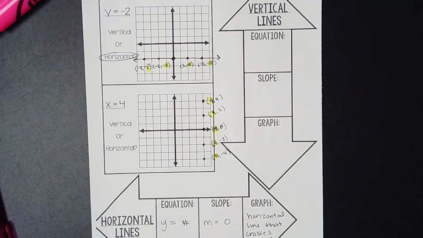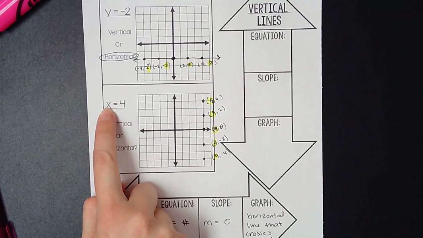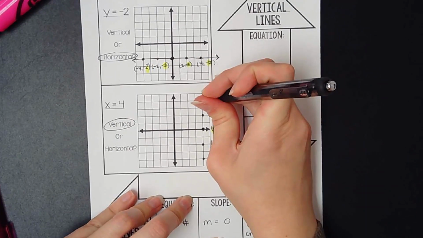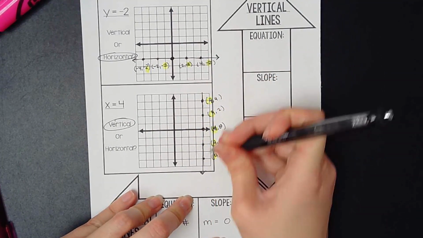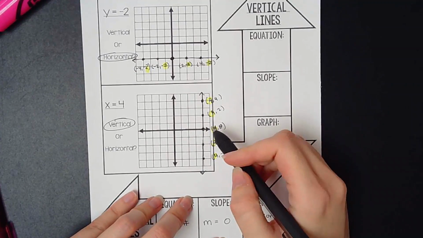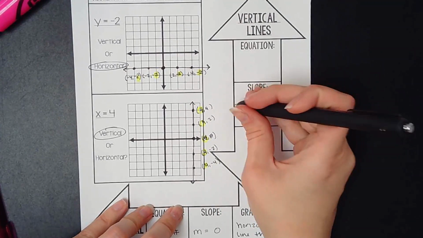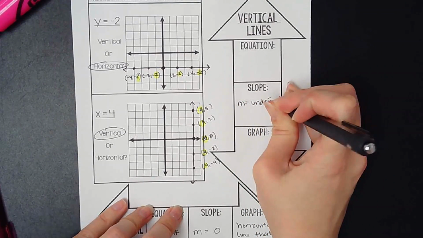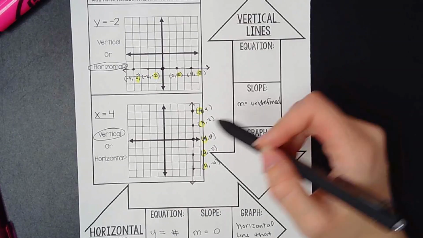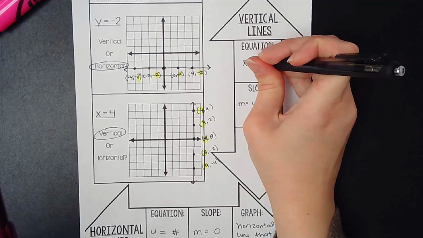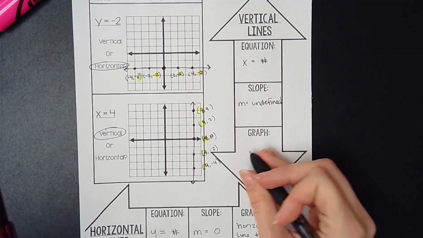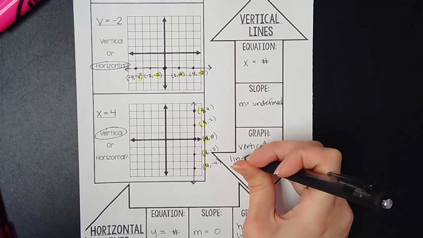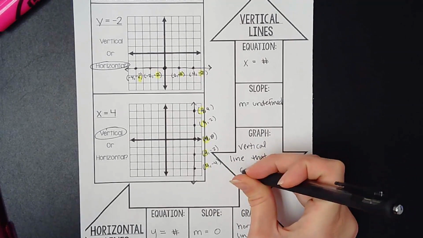That's what our equation says. X equals 4. X is always 4. So that makes a vertical line. So when we have a vertical line, we know the slope for that is undefined. Every vertical line has the same slope. They're all undefined. We just saw that our equation is going to say x equals a number. And when we make the graph, it is a vertical line that crosses the x-axis.